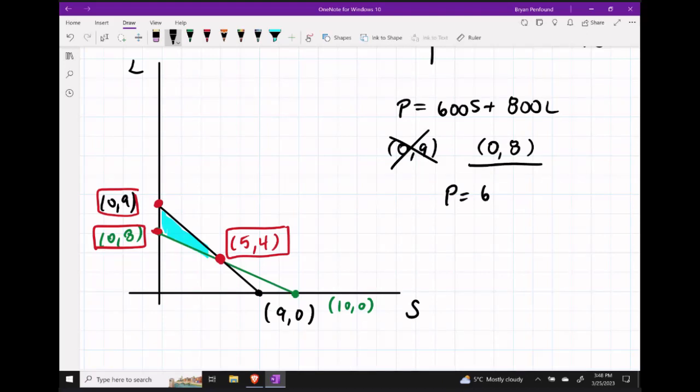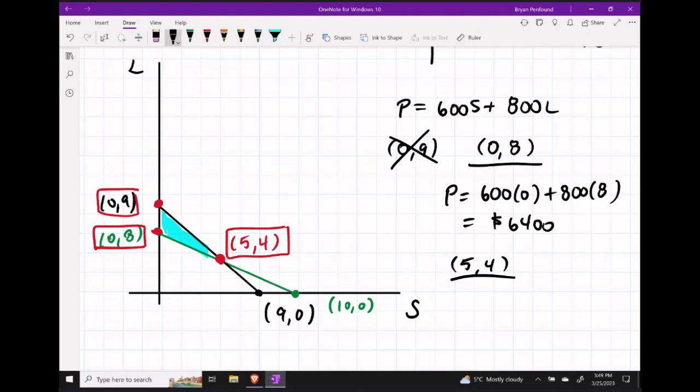The cost for us, if we take 8 large buses, is going to be $6,400. Now the other possible option we have is 5, 4. This means 5 small buses and 4 large buses. Now this should fall within all of our constraints, so it's definitely possible to use this as a solution. Let's take 600 multiplied by 5 and 800 multiplied by 4. This gives a total cost of $6,200, and this is going to be our optimal solution.